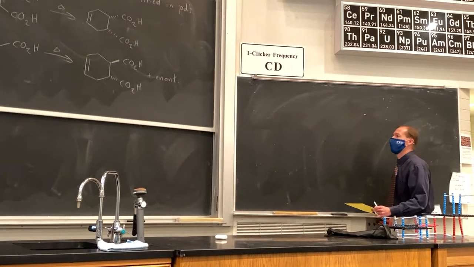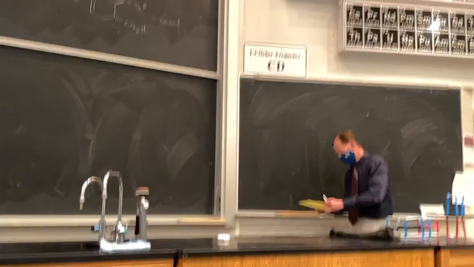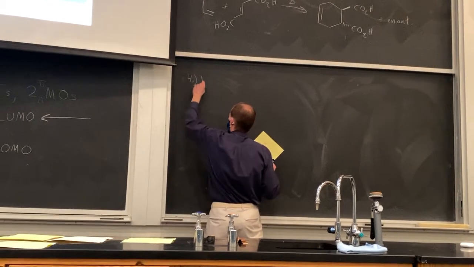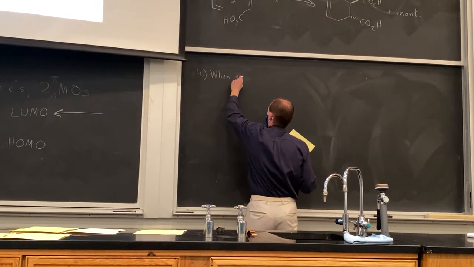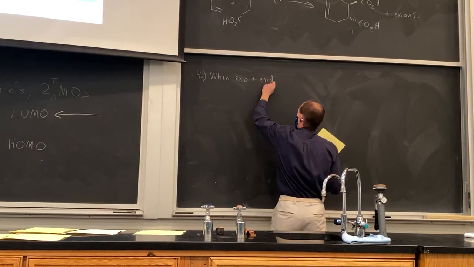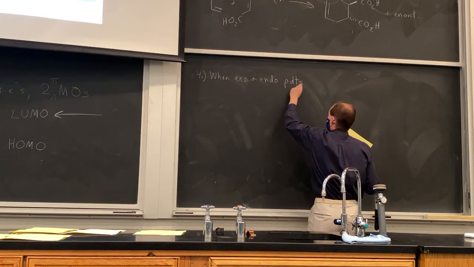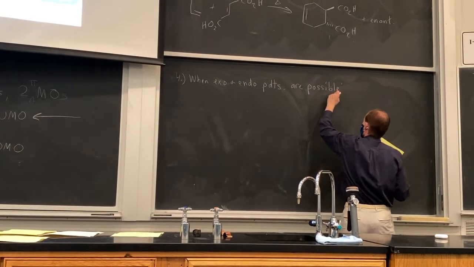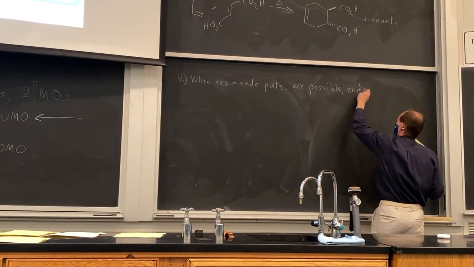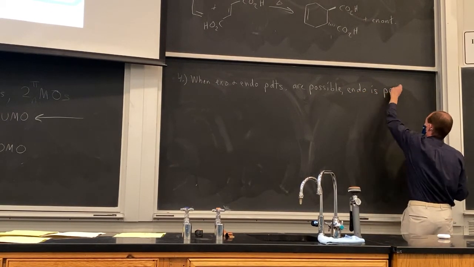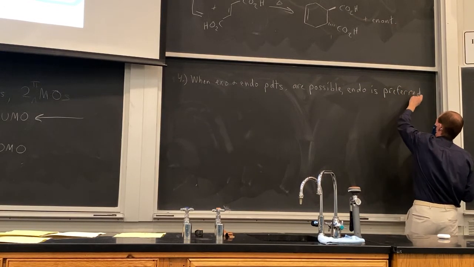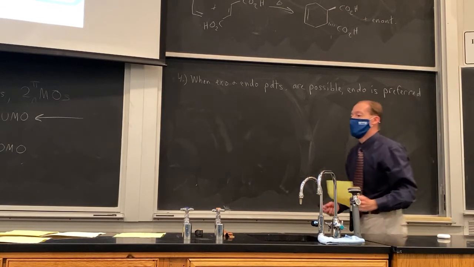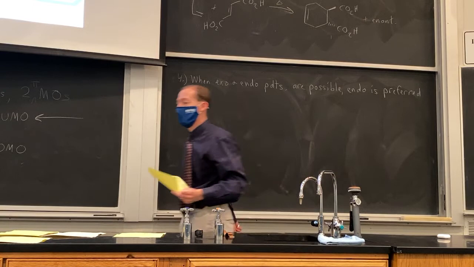Our fourth point involves some terms that we have not learned yet. Our fourth point says when exo and endo products are possible, endo is preferred. So you're probably wondering what the terms exo and endo mean. They refer to bridged bicyclic compounds.